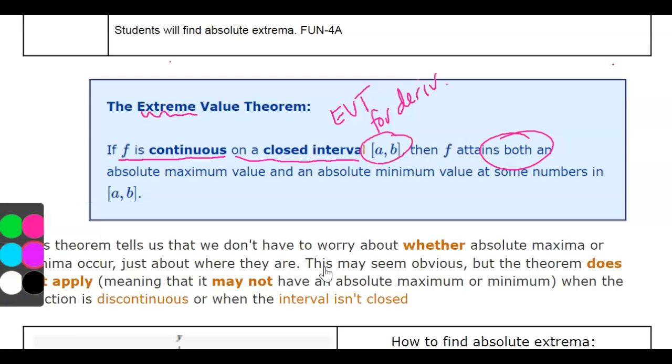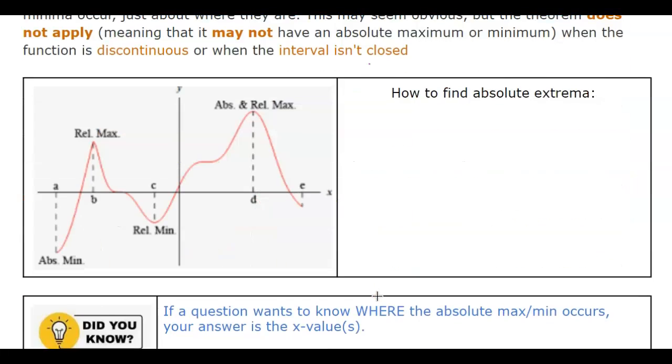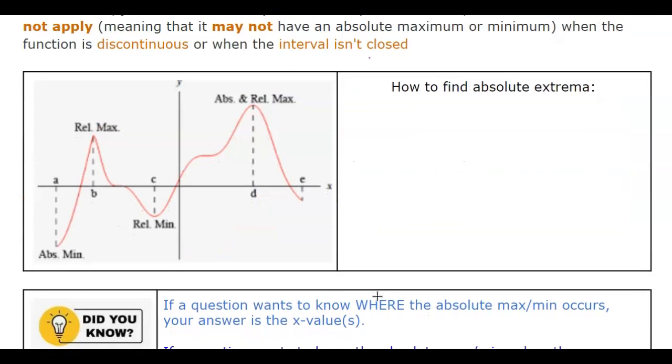If it's not a closed interval, then you can read this note down here that it might not apply. Okay, so it would not be guaranteed by the EVT. So to use this theorem, you just have to say f is continuous on the closed interval. And that's it. You can have more than one max and min, but that's it. Okay, so here's a visual.